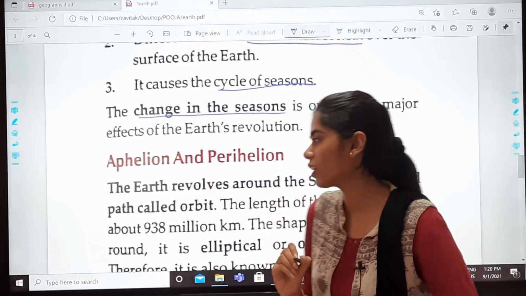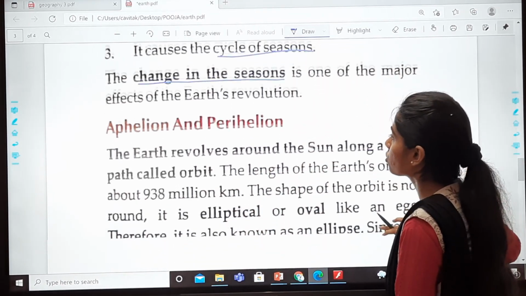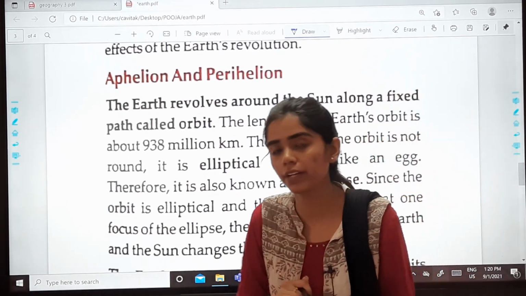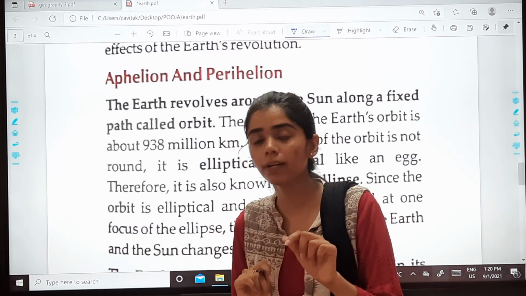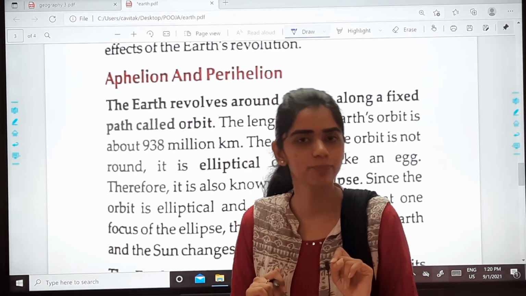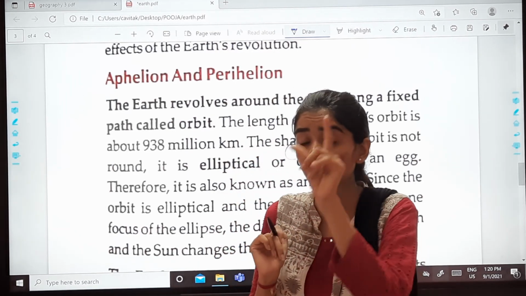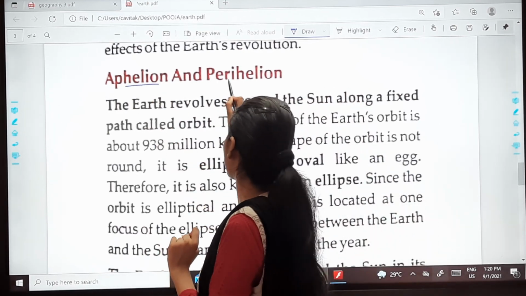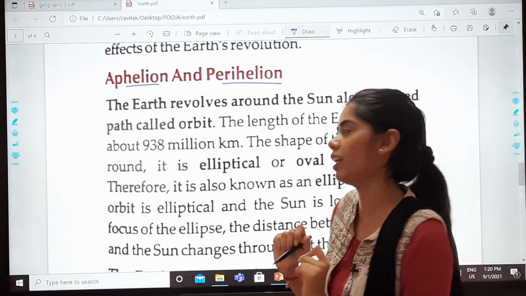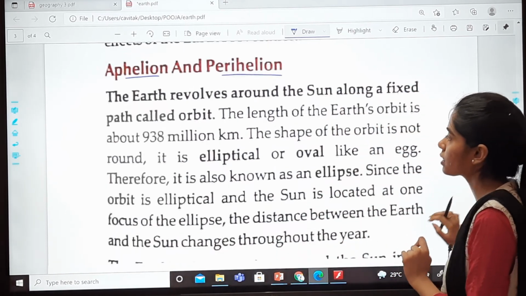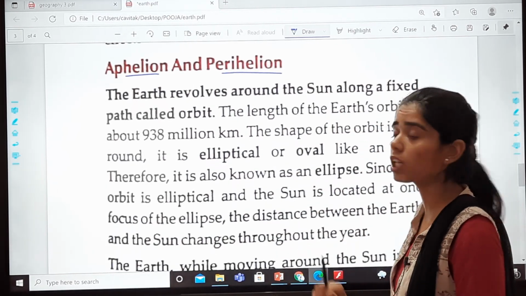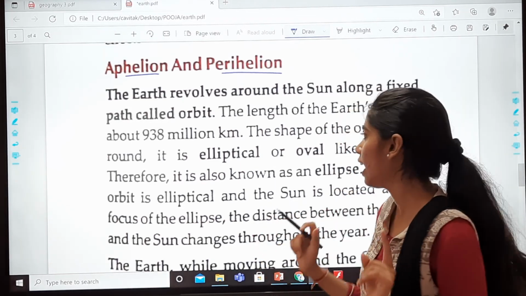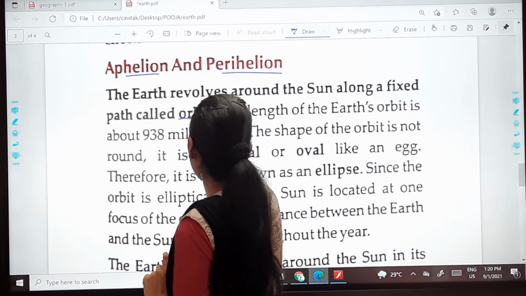Clear? Okay. Now moving forward to the new topic, that is aphelion and perihelion. So you remember in the beginning of the chapter, what we did? We have learned the key meanings, that is the new words. So in that we have also studied aphelion and perihelion. So what does it say? The earth revolves around the sun along a fixed path, and that is called orbit.